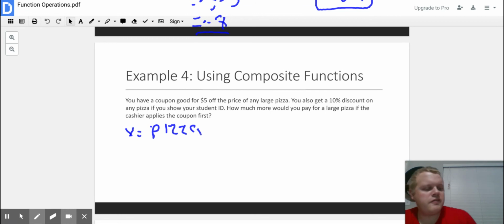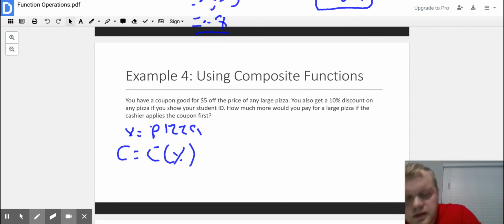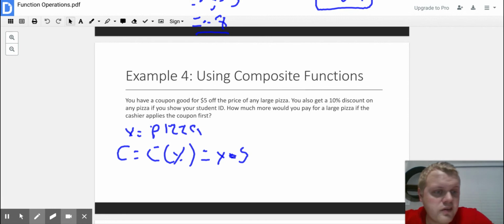So for our next one here, we're going to do the coupon. So I'm going to do C for coupon. So for my coupon here, that one's going to be C of x. So C of x, the coupon with the pizza. And then the way we're going to write that is that the coupon was $5 off. So it's going to be C of x equals x minus 5. We're taking $5 off the cost of the pizza. So x minus 5.